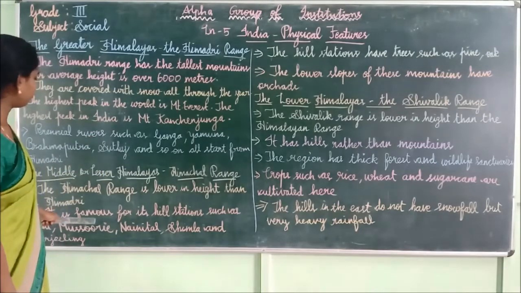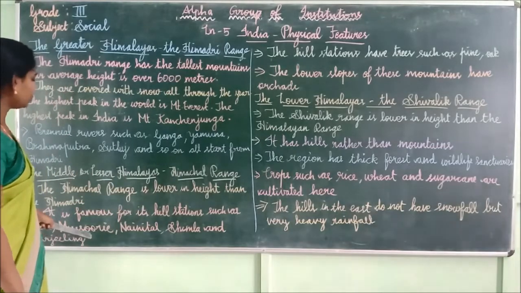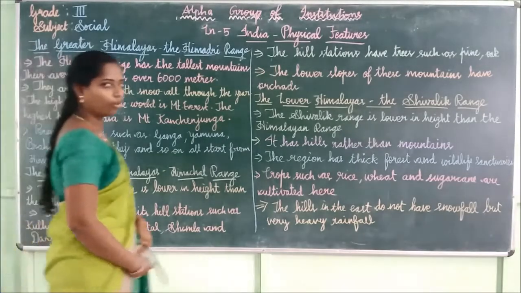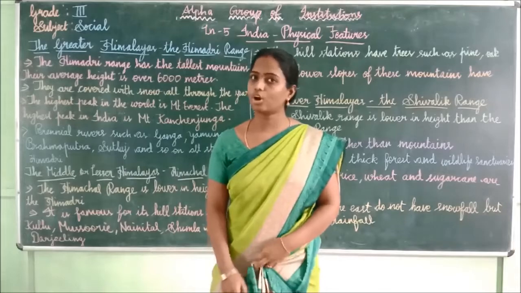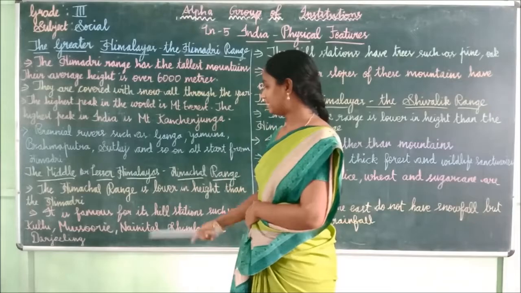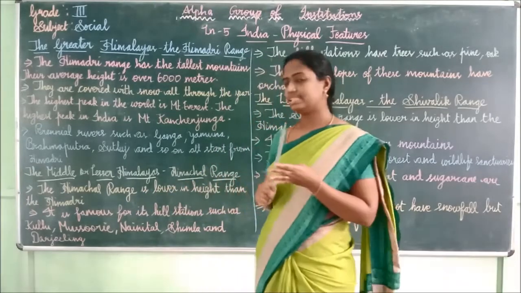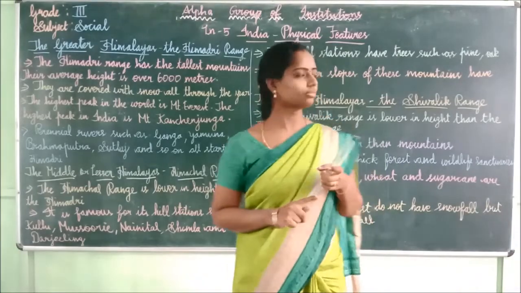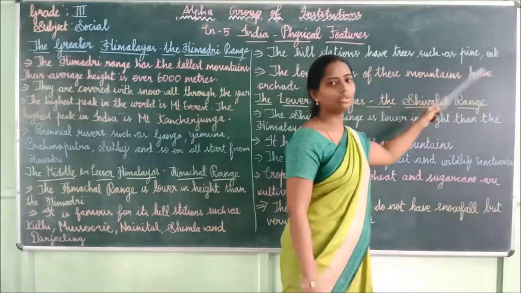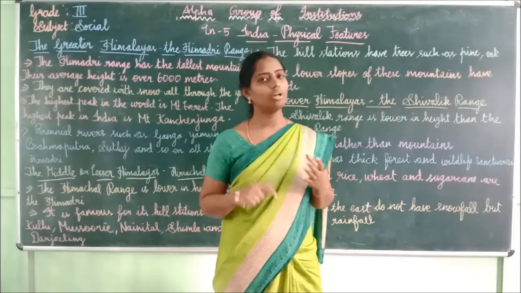It is famous for its hill stations such as Kullu, Mussoorie, Nainital, Shimla, and Darjeeling. You all have heard about these, isn't it? Shimla, Darjeeling and all, it is all in India, isn't it? So it is famous for this. And the hill stations have trees such as pine, oak, and fir. There are many such trees, children.